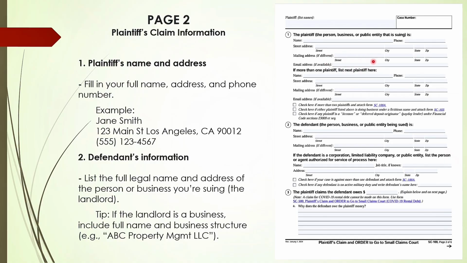Plaintiff's claim information. On the upper part, on number 1, you must fill in your full name, address, and phone number. On number 2, defendant's information. List the full legal name and address of the person or business you are suing, the landlord. If the landlord is a business, include the full name and business structure, for example, ABC Property Management, LLC.